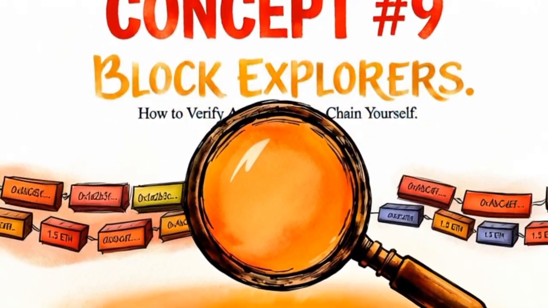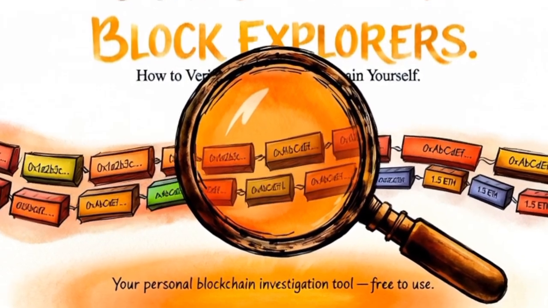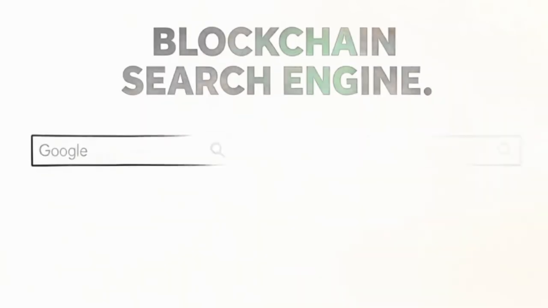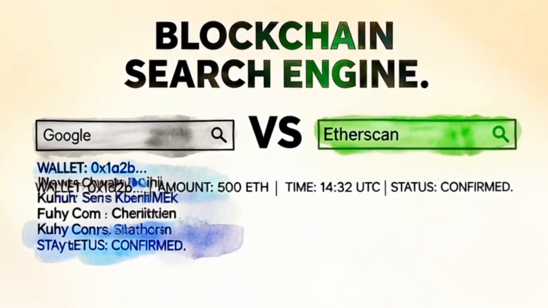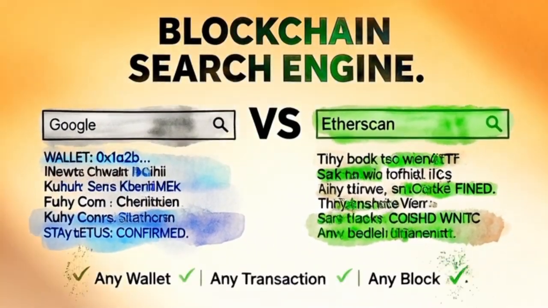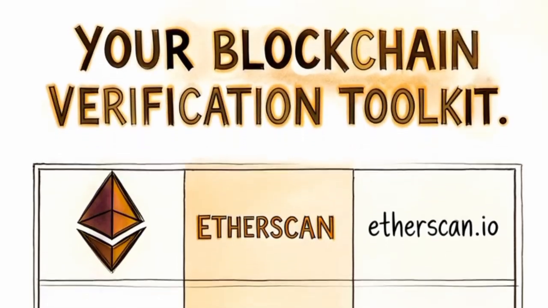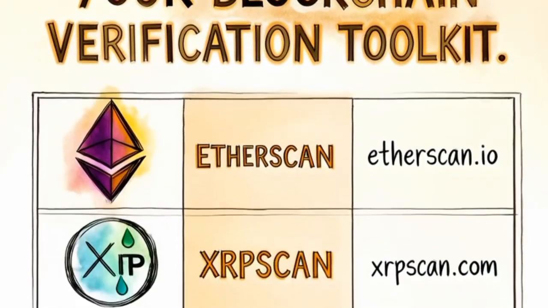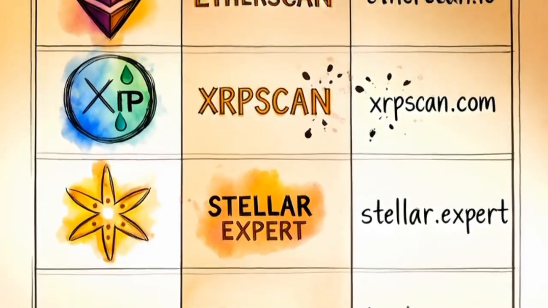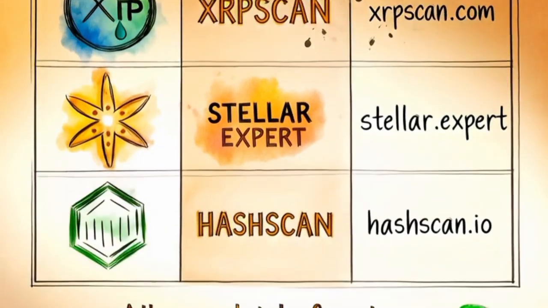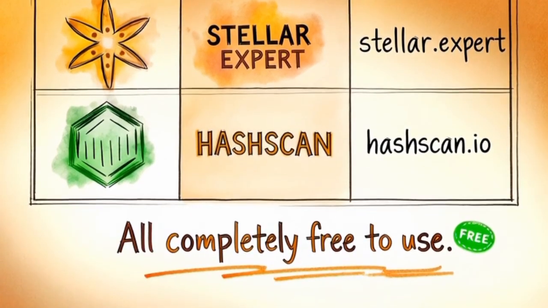Concept 9. Block Explorers. How to verify anything on-chain yourself. A block explorer is a search engine for a blockchain. It lets you look up any wallet address, any transaction, any block, and see exactly what happened, when, and for how much. Etherscan for Ethereum, XRP Scan for XRP, Stellar Expert for Stellar, Hashscan for Hedera. Every single transaction ever recorded on these networks is publicly visible and permanently searchable through these tools.